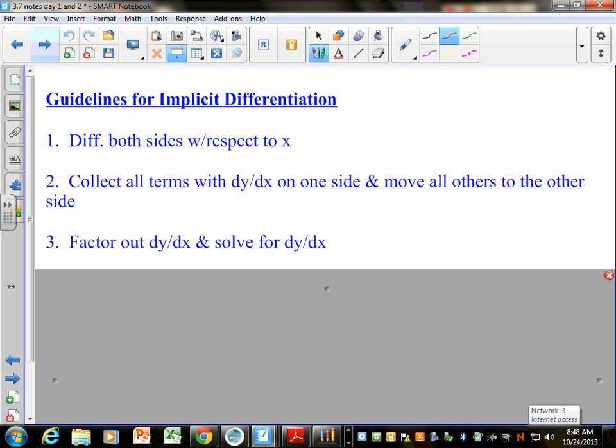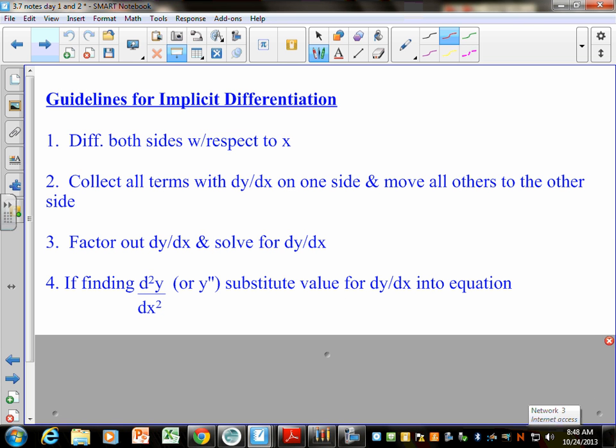And then we're going to do one in a minute that's a little bit harder. If you have more than one dy dx, you have to factor out dy dx and then solve for it. And then tomorrow we get to talk about the second derivative. If you're finding the second derivative, then you have to substitute back in dy dx later. But that's for tomorrow, so we'll write day 2 next to this. Don't have to worry about that today.